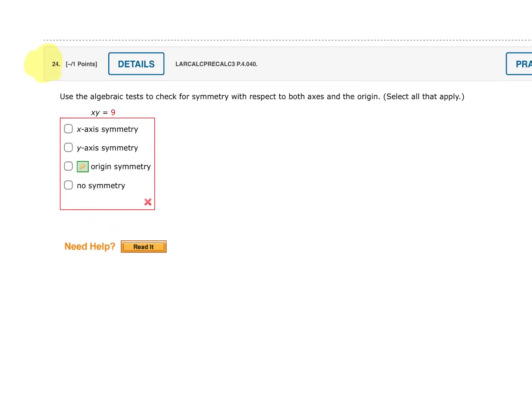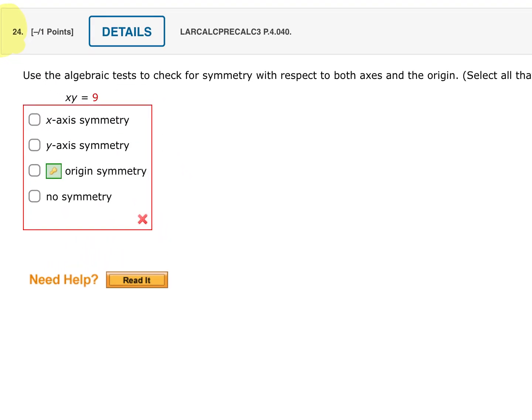So 24, we want to test for symmetry. To test for symmetry, let's just go through all three. We're going to test for the x-axis, the y-axis, and the origin. So when we test for x-axis symmetry, we want to plug in a negative into the y. So x times negative y is equal to 9. This would be negative xy equals 9.